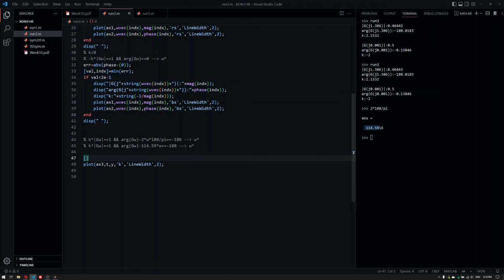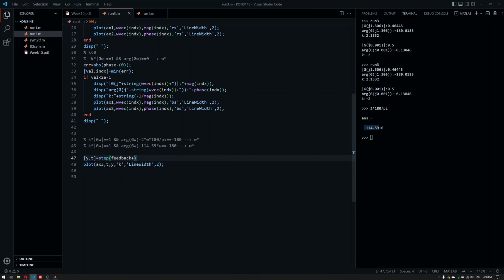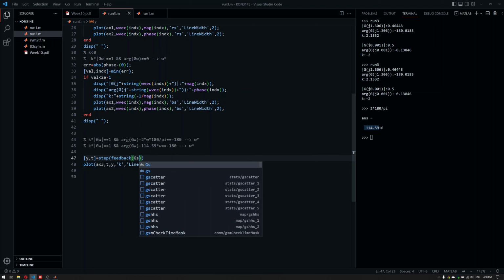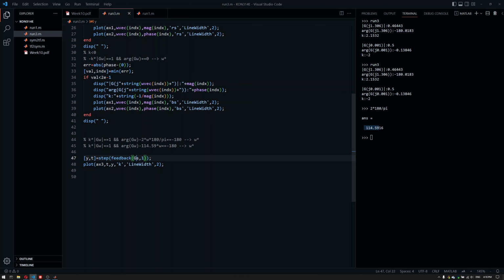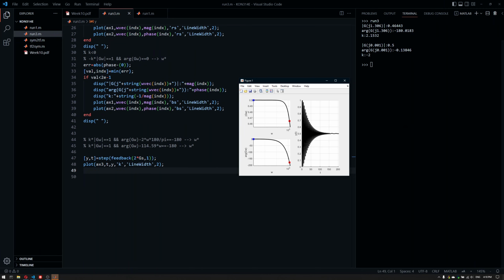y comma t, step, gs, actual feedback, gs, comma 1, and the k value, which seems to be 2.15, so maybe 2 times gs is in the stability interval. So there we go. You can see the value 2 has high oscillations, and if I increase it, this will become unstable as soon as possible.